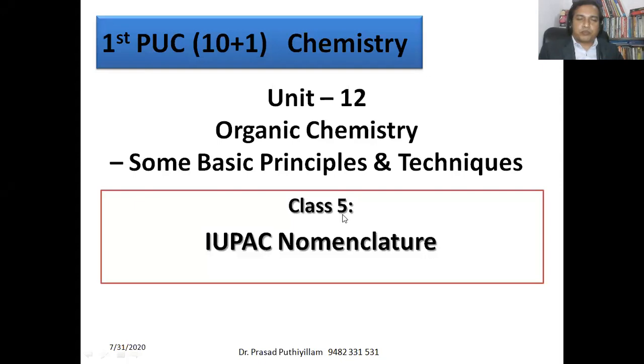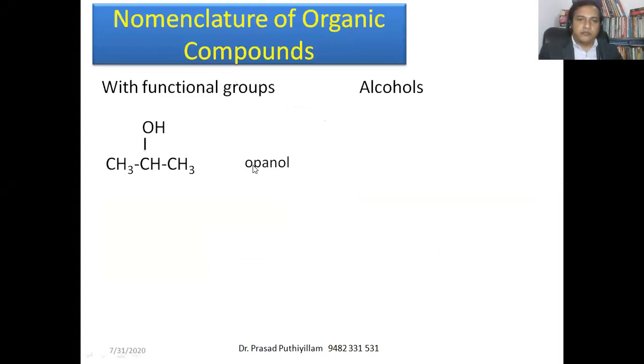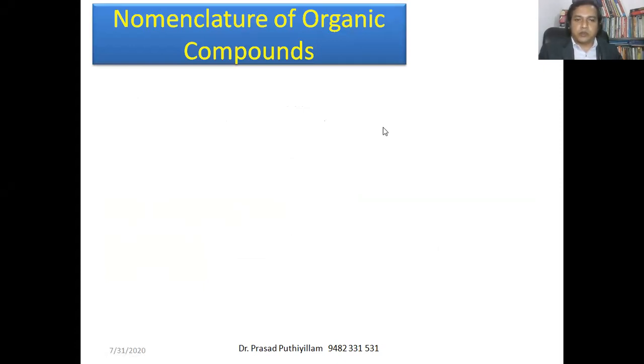Continuing my classes for first PUC, plus 1 chemistry, unit 12. This is class number 5, IUPAC nomenclature. In class number 4 also, I explained IUPAC nomenclature. It's a continuation. In the last class, we saw the IUPAC nomenclature of alcohols, which are present as 2-propanol, 2-butanol, 2-pentanol. For these molecules, the IUPAC nomenclature is given. So we'll continue from that.